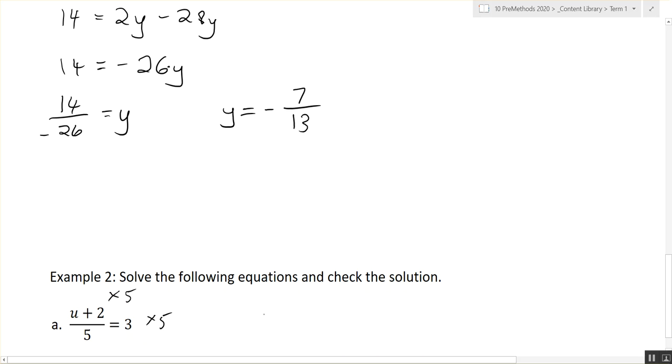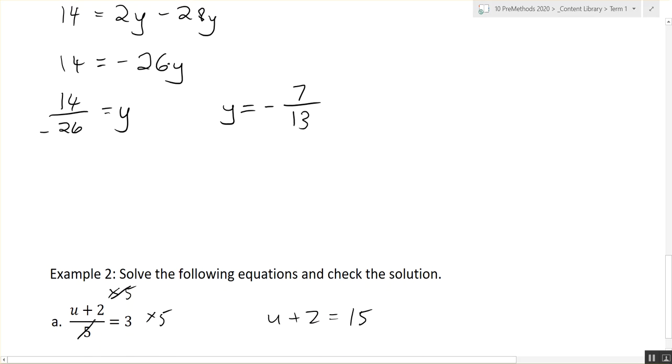So if we multiply both sides by 5, this 5 cancels out. Yes? On the left side. And we're left with u plus 2 equals what? 15. Yep. So now we've got rid of the fraction, we can do the SAD MOB. So we can do the subtraction addition first. So u, what's going to happen to this plus 2? Take 2 from both sides, we're left with u equals 13.